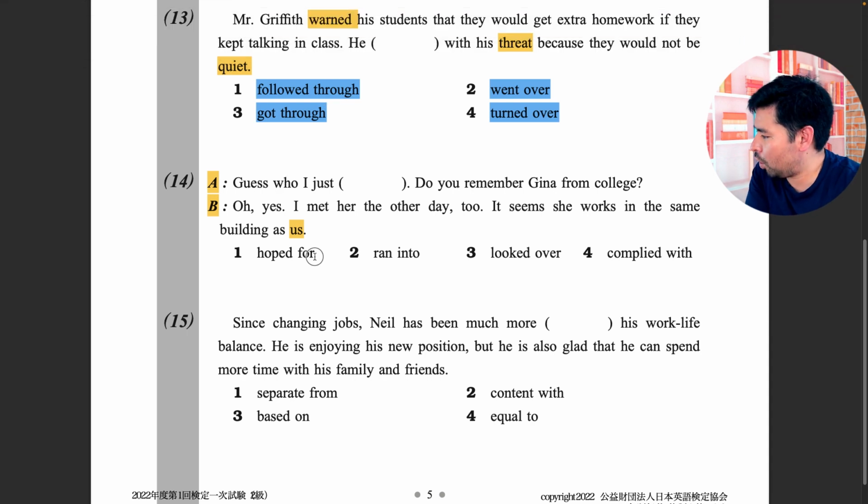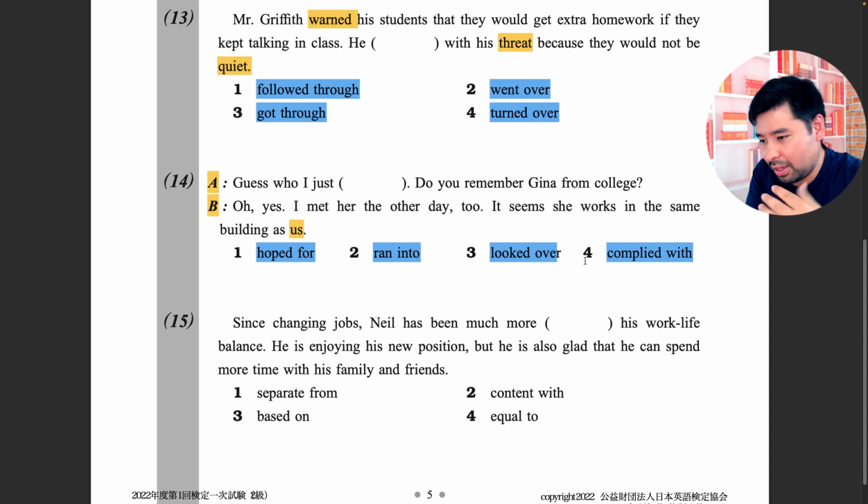The options are: hoped for, ran into, looked over, complied with. Maybe she just saw her, unexpectedly, let's say, right? So what do you think about that? And then we have these four options. So check out the words that you don't know, look them up, and then let me know.